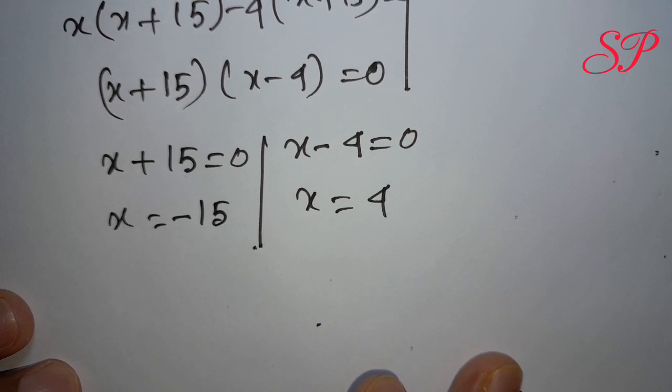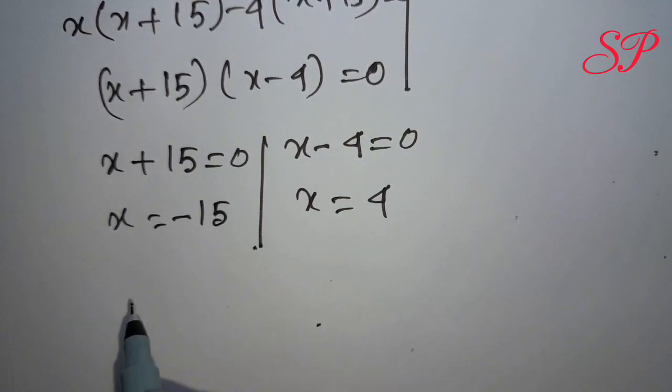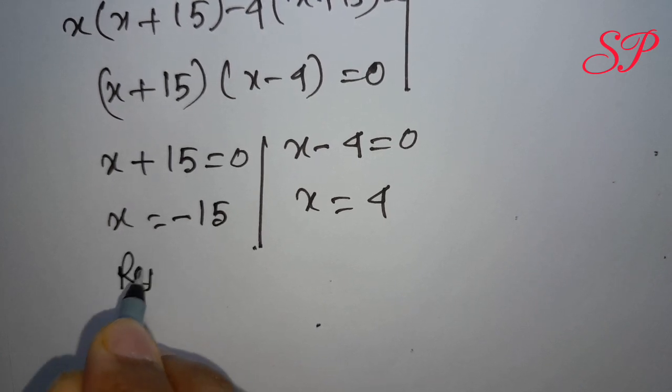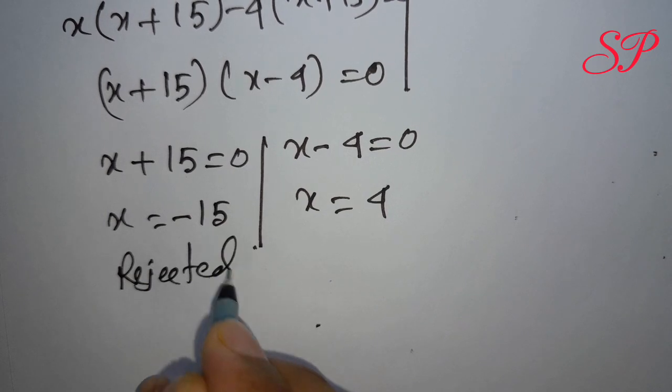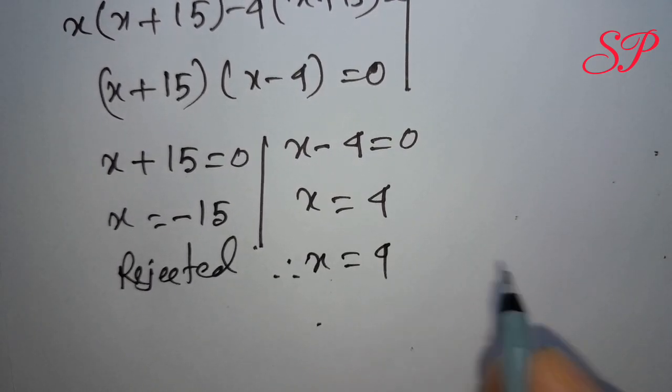So x is equal to 4, and x is equal to minus 15. A negative number has no factorial, so it is rejected, and x is equal to 4.